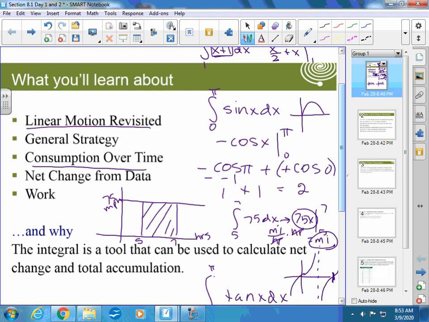So consumption over time is how much we consume of something. We are consumers, okay? We consume a lot of stuff. Do we consume shampoo?